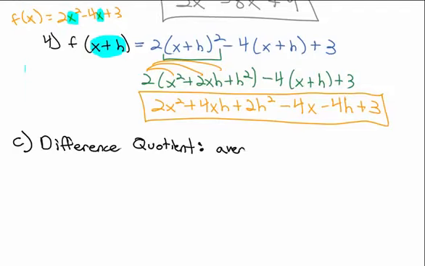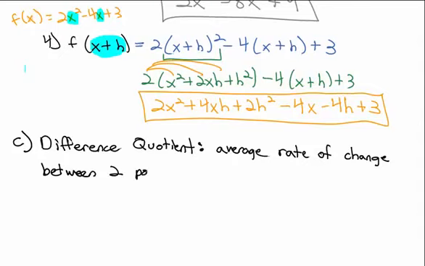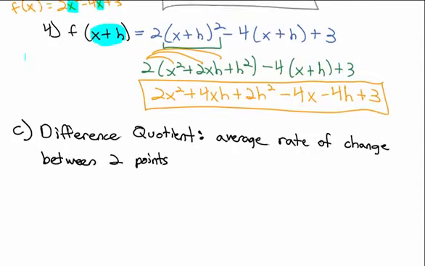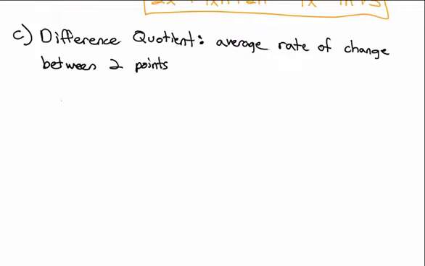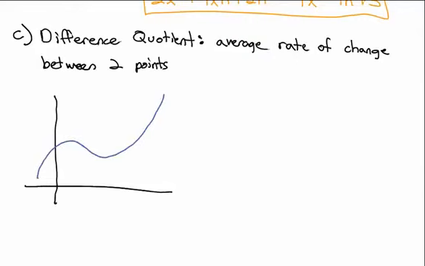Or the average rate of change between 2 points. I'm going to set this up with a graph. Here's the graph. And I'm going to pick 2 points, one over here on the left and one over here on the right. And to find the average change between those points, we would connect the dots.